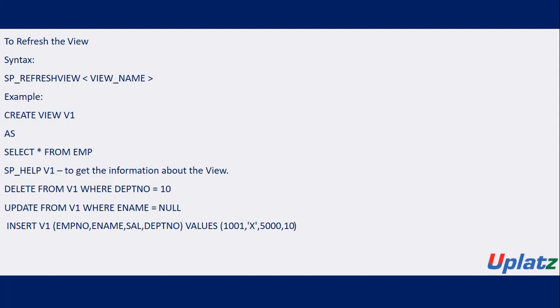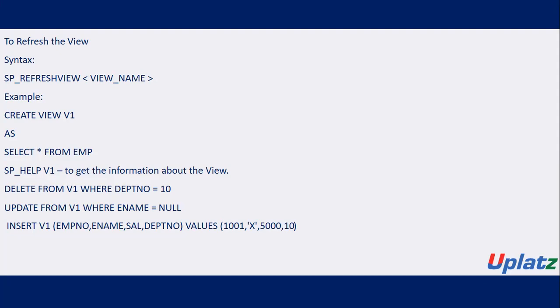So now how are we going to refresh the view? With the help of a predefined procedure. We are going to see the refresh view syntax so that we can refresh the view in order to see the changes that are made on the base table. What is the syntax here for refreshing the view? sp_refreshview and then the view name. This is the simple syntax for refreshing a view.